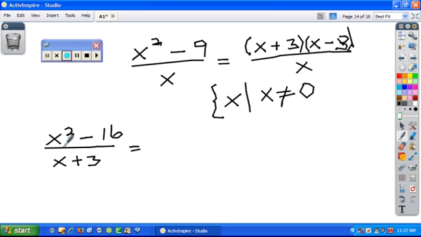Also, please don't fall into the trap of crossing out the x's here, because this x is connected to something else. So I just worry about what makes x plus 3 equal 0. Well, when you subtract 3 from both sides, you get x equal negative 3. Okay, and then let's do one more.